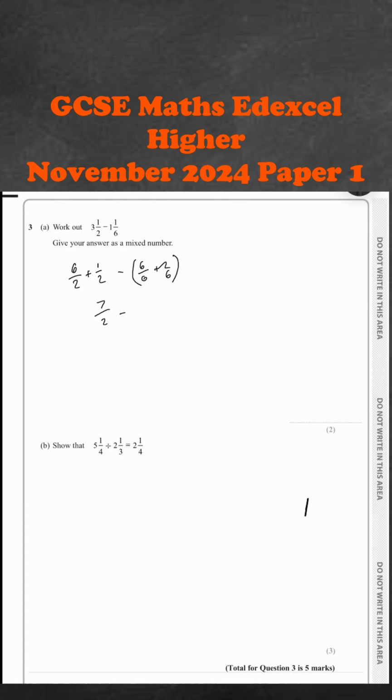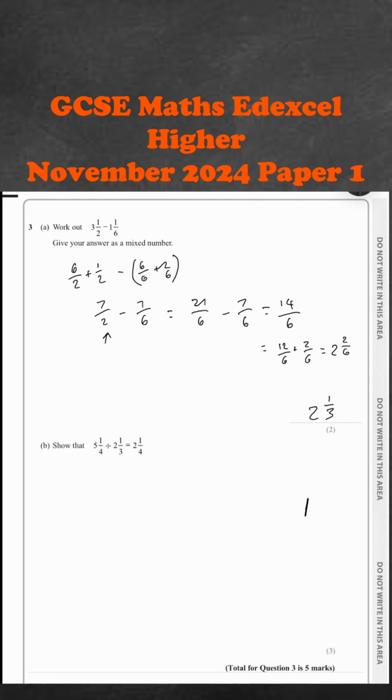That gives us 7/2 minus 7/6. We'll now make them a common denominator by just multiplying top and bottom of this one by 3, which gives us 21/6 minus 7/6, giving us 14/6. The question wants it as a mixed number, which is just going to be 12/6 plus 2/6, 2 and 2/6, which is the same as 2 and a third.